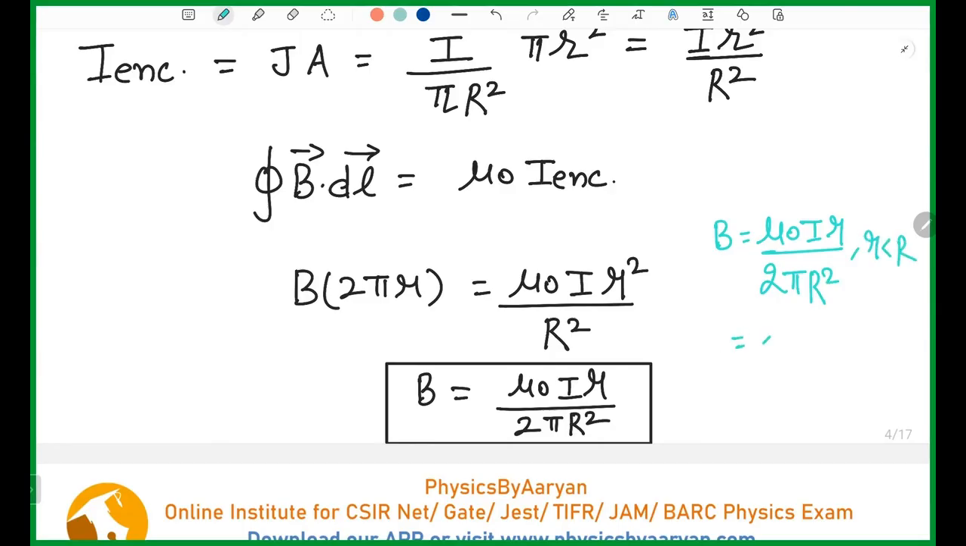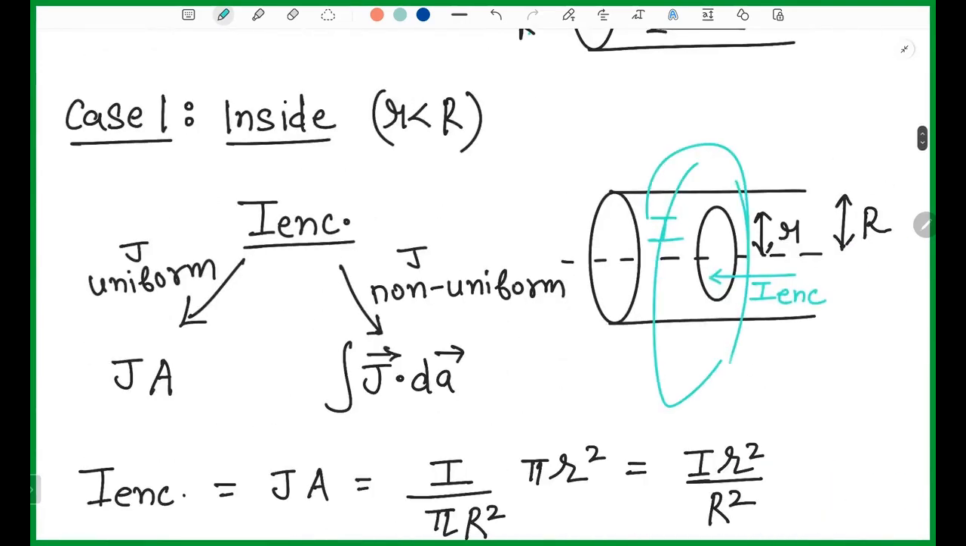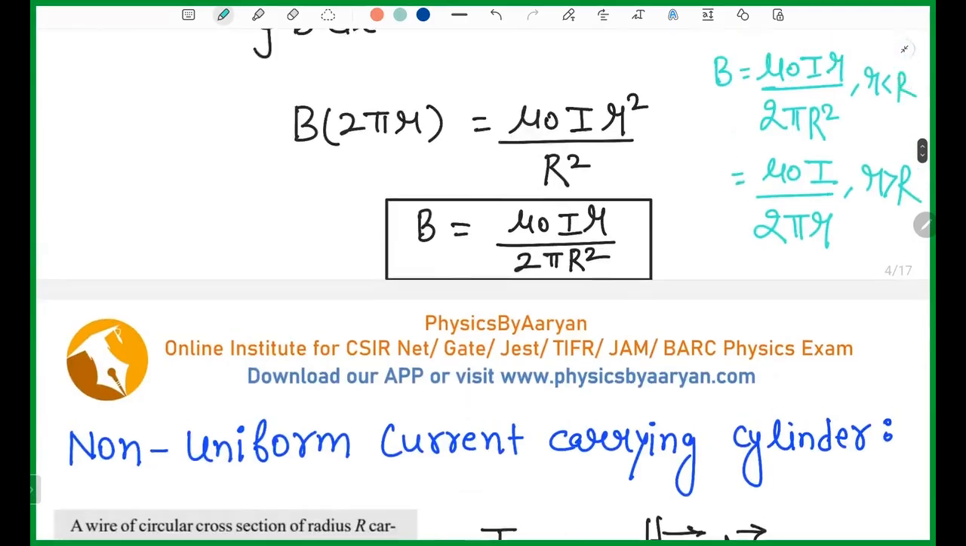For outside, the result will remain the same, which is mu naught I by 2 pi R, and my R is now outside. Because in this case, nothing will change. The current enclosed will still be I. Because if I take the bigger loop, the current enclosed in this will be the total current, which is I. That's it. So nothing will change. Okay. So this is your situation.